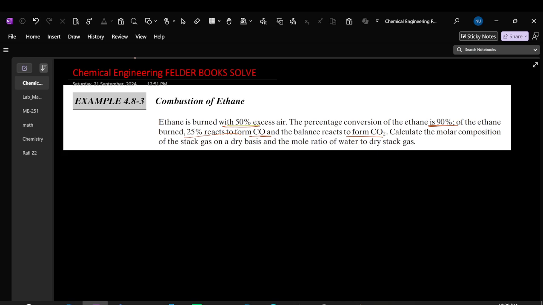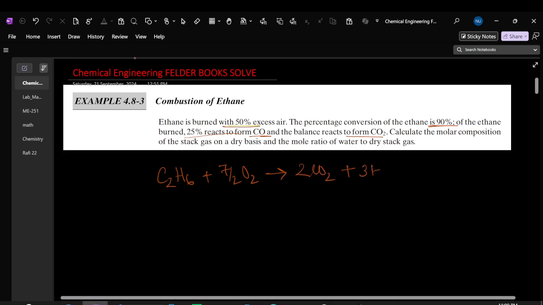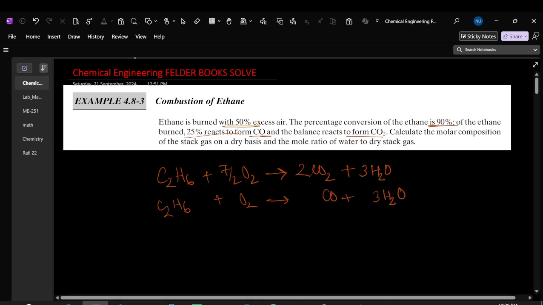So first we should think about the combustion of ethane. We know ethane will react with oxygen, and the product will be carbon dioxide, and by the side reaction the product is also carbon monoxide. So first of all we should write the equation: ethane plus oxygen to carbon dioxide plus 3H2O. Then similarly, when carbon monoxide is formed, the reaction will be like that.